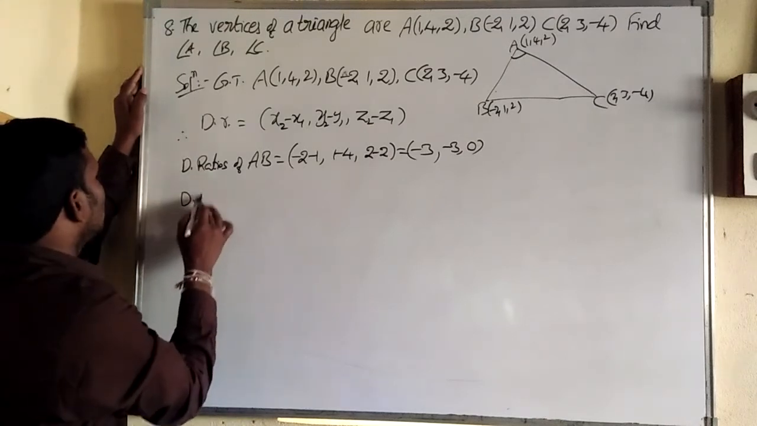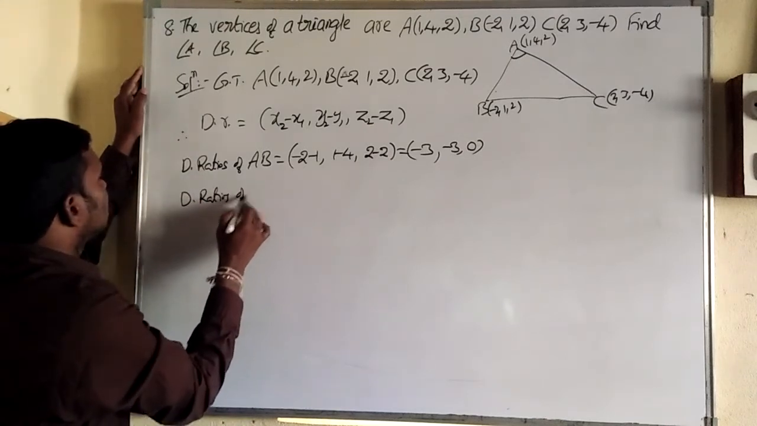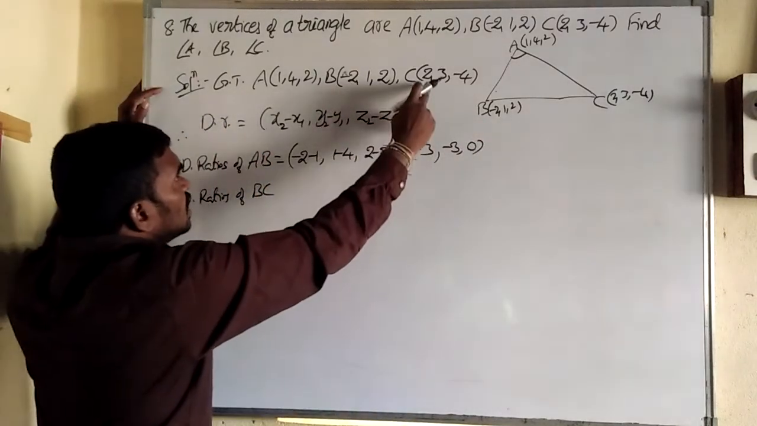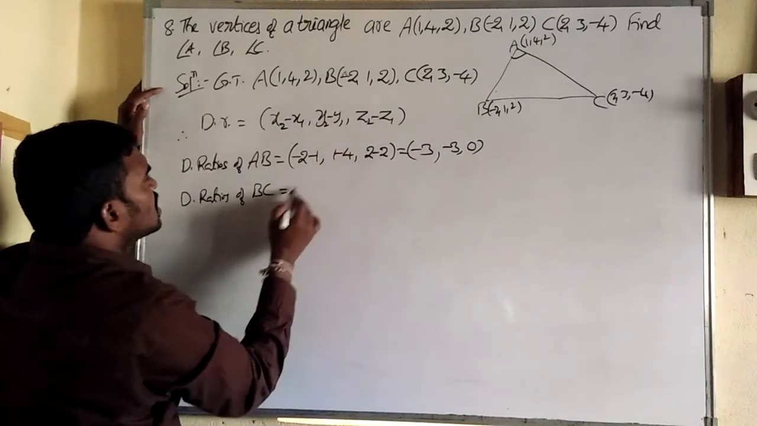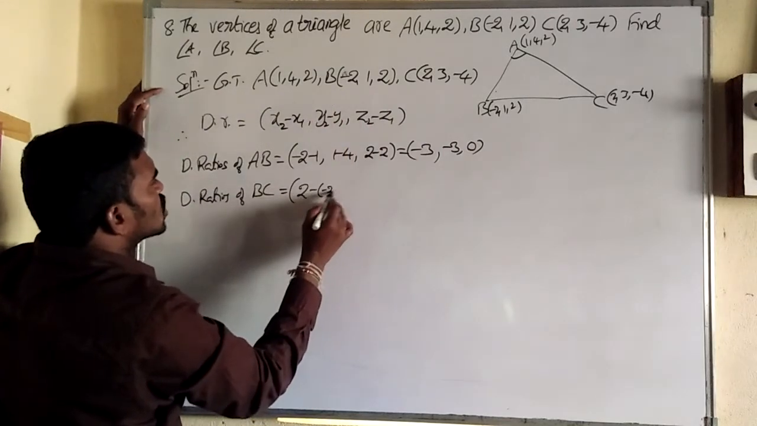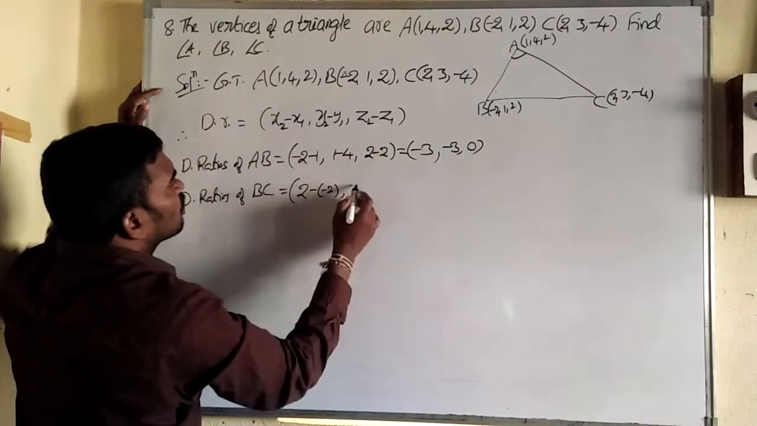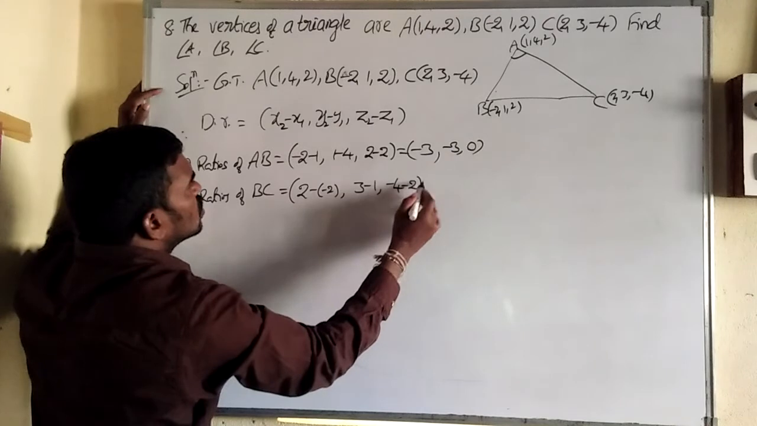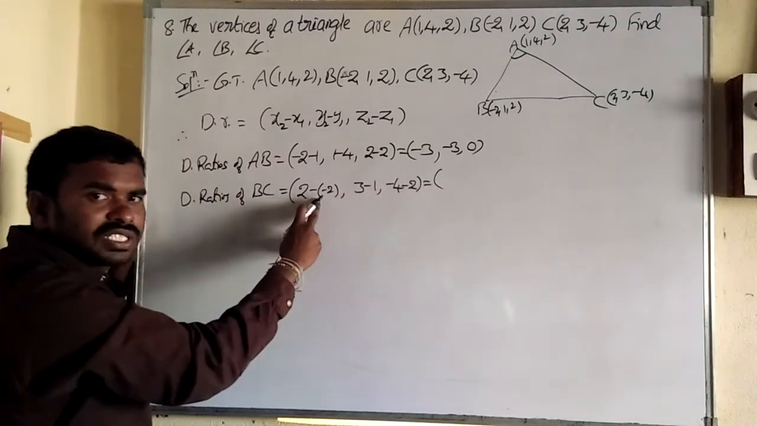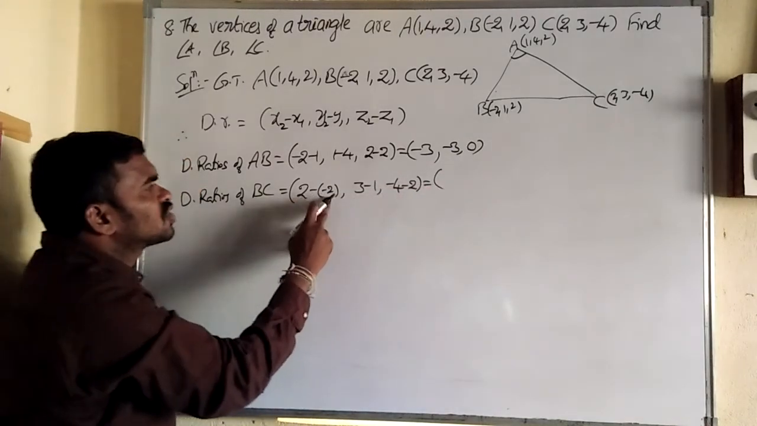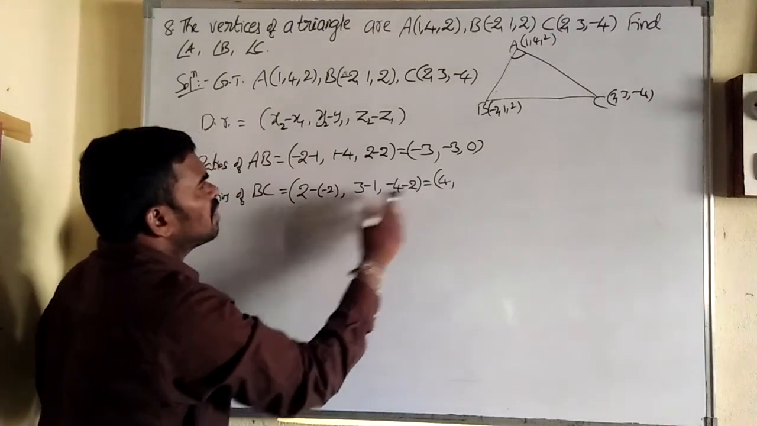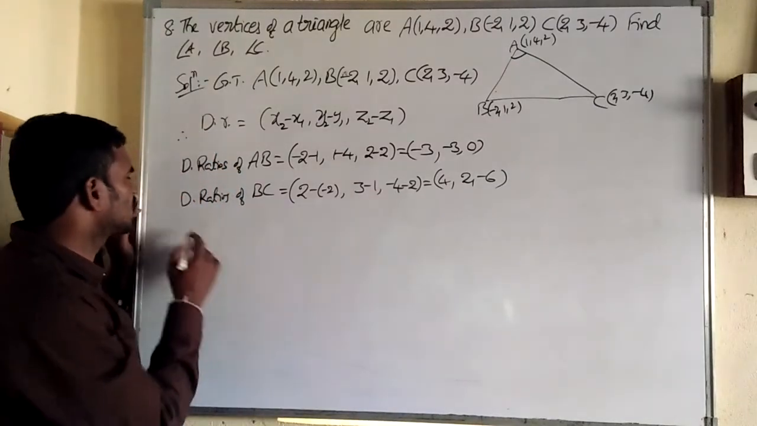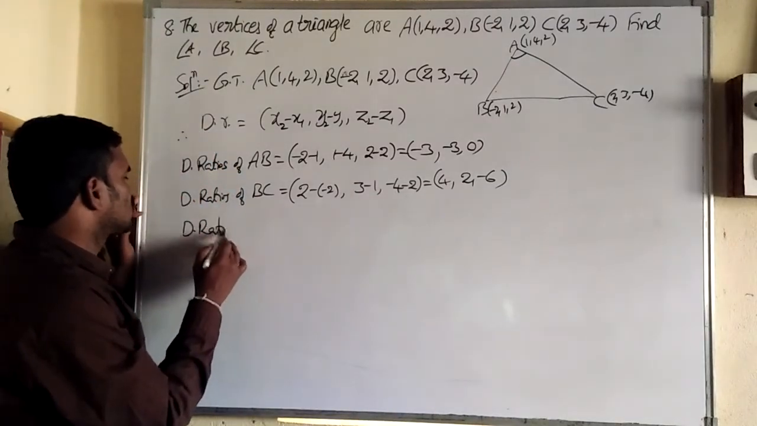Next, similarly find the direction ratios of the second side BC. For B and C, x2 minus x1 means 2 minus of minus 2, y2 minus y1 is 3 minus 1, z2 minus z1 is minus 4 minus 2. So which is equal? Minus into minus, very good, plus. So 2 plus 2 is 4, comma, 3 minus 1 is 2, minus 4 minus 2 is minus 6.